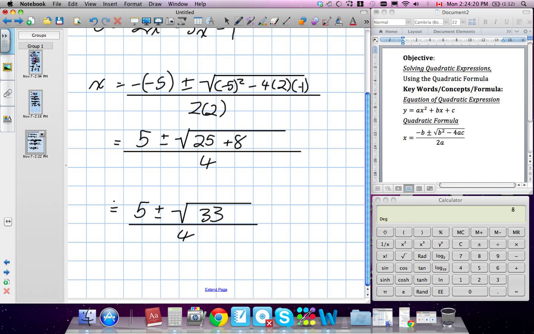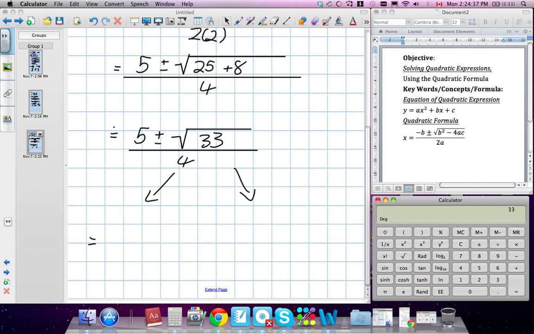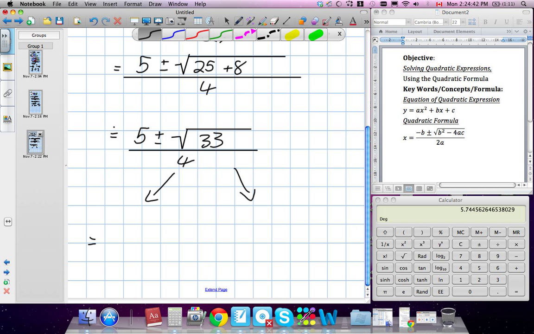Does it give you a decimal? Yep. You round it. Okay, I'm finding the square root of 33. So we're going to type that in our calculator. 5.7445. Great. But remember, I'm going to be splitting this into 2 equations. So the square root of 33, 5.74, we have it up there.